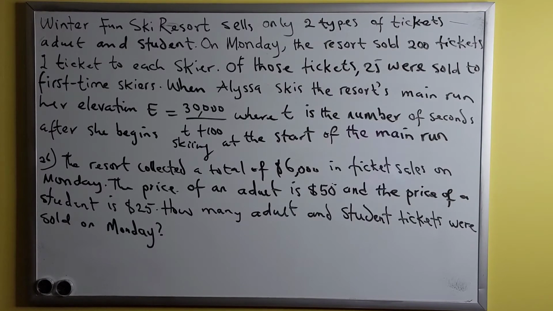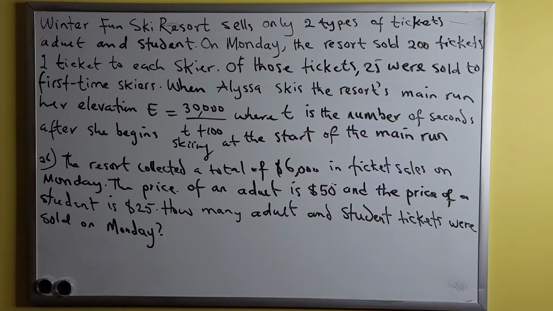When Alisa skis the resort's main run, her elevation E is equal to 3,000 divided by T plus 100, where T is the number of seconds after she begins skiing at the start of the main run.